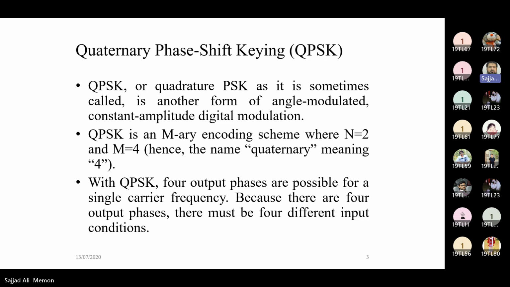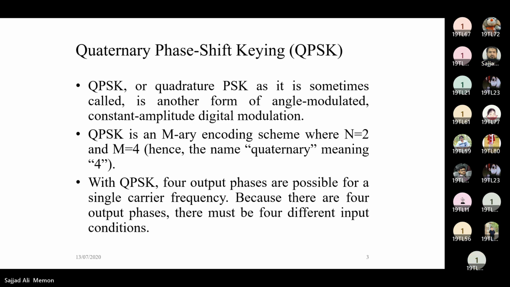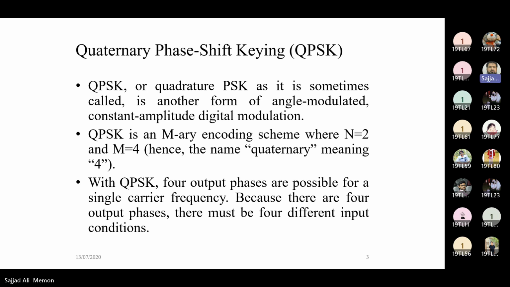It is an M-ary encoding scheme where n is equal to 2 and M is equal to 4. That is, we now have 2 bits per symbol, or 2 bits per group. That means at a time we will take 2 bits instead of 1, so there will now be 4 output possibilities when we take 2 bits: 0 0, 0 1, 1 0, and 1 1. That's why the name is quaternary, meaning 4.